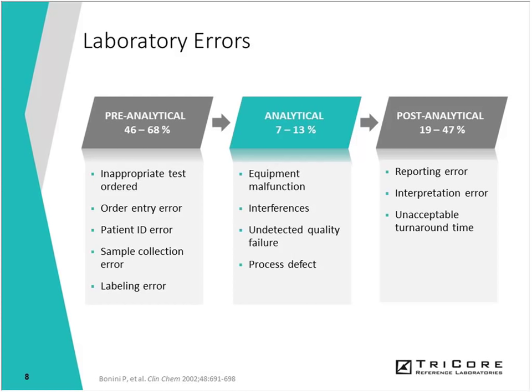And then the last error bucket are the post-analytical errors, and these are responsible for another fairly large percentage of lab errors. Reporting mistakes, misinterpretation of test results, or prolonged turnaround times are some common examples. Today, I'm focusing on that middle bucket, right? So errors that are usually attributed to the analytical testing phase, specifically interferences in patient samples that can lead to erroneous test results.